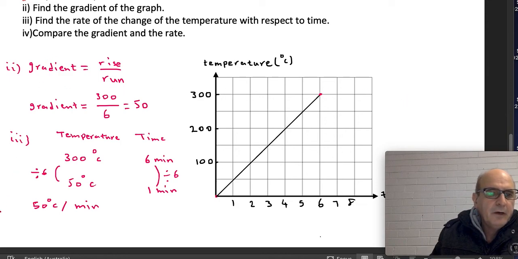Now in part 4, they are saying compare the gradient and the rate. That is the rate. That is the gradient. As you can see, they are the same, 50 and 50. So gradient is equal to rate. That is an important thing to remember, that gradient and rate are the same thing.